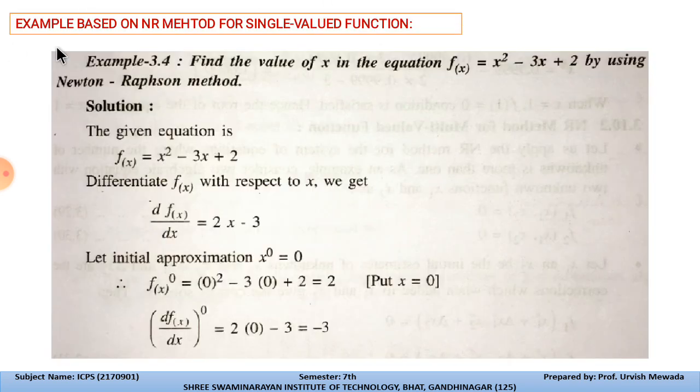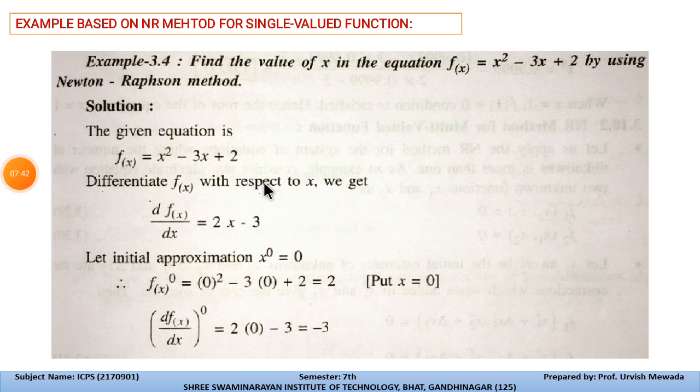Now let us solve one example related to this, so that it will be more clear. The example is to find the value of x in the equation f of x equal to x square minus 3x plus 2, by using the Newton-Raphson method. So let us consider how to solve this equation using the NR method. The given equation is f of x equal to x square minus 3x plus 2.